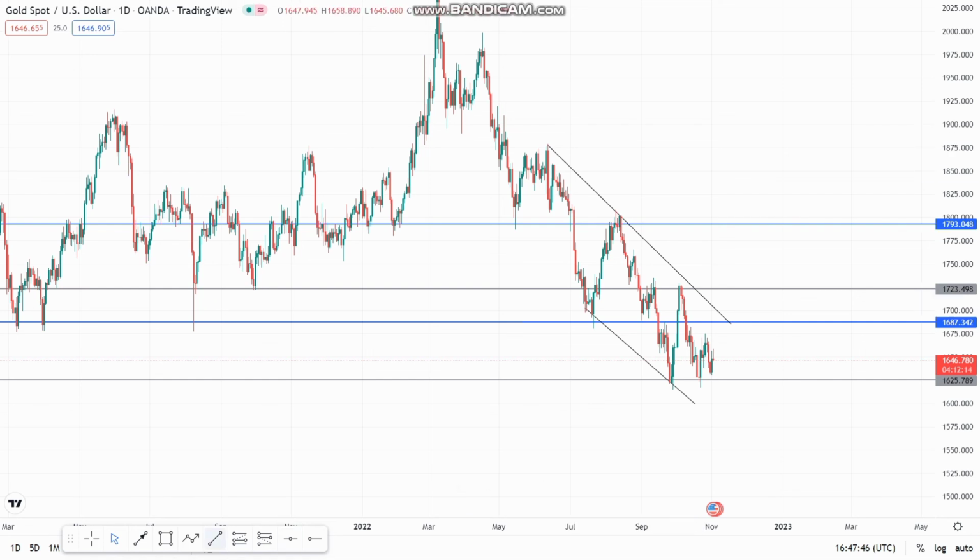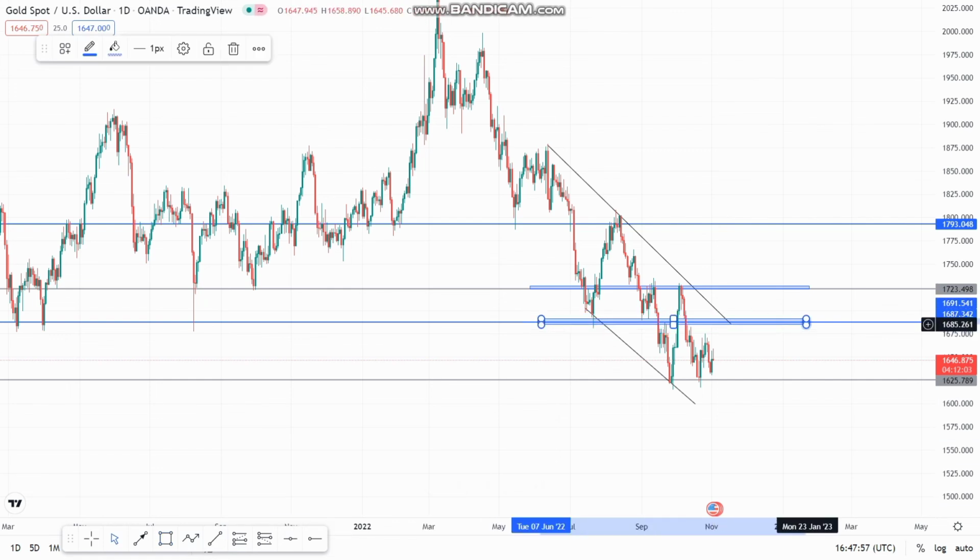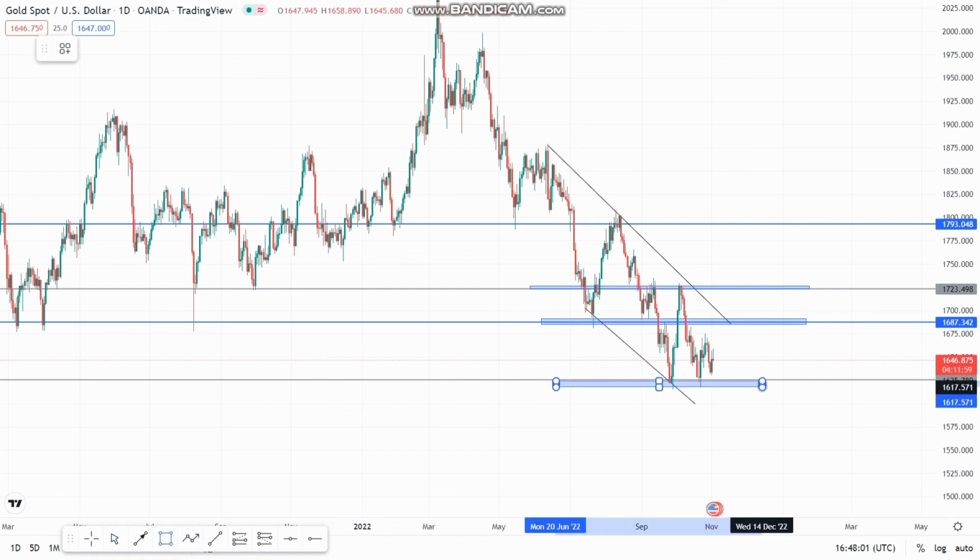So we are going to cater for this right over here, also right over here. This is for the lower time frames. This one here is for the bigger time frame. I hope this makes a lot of sense.